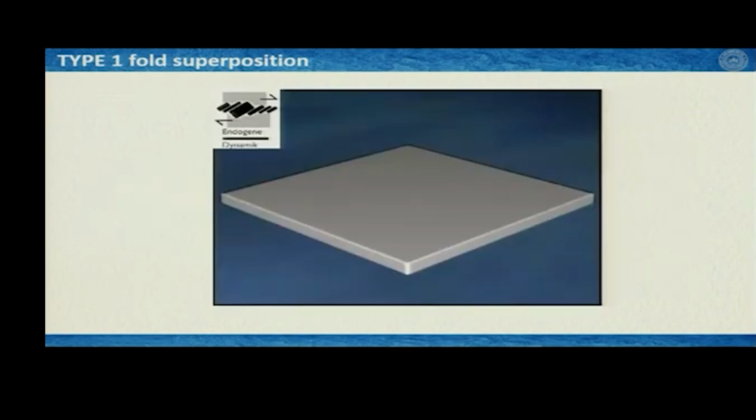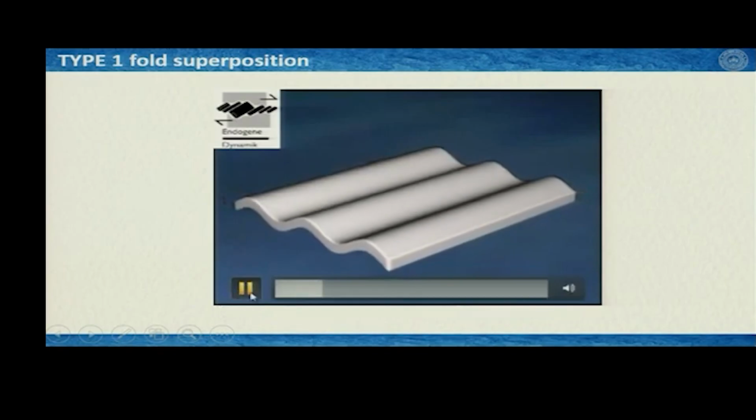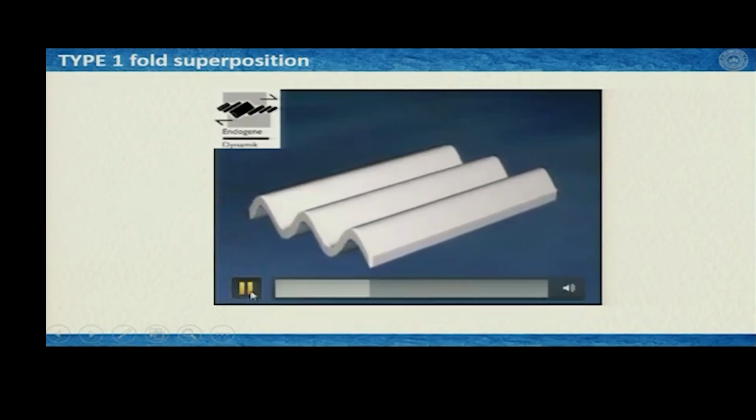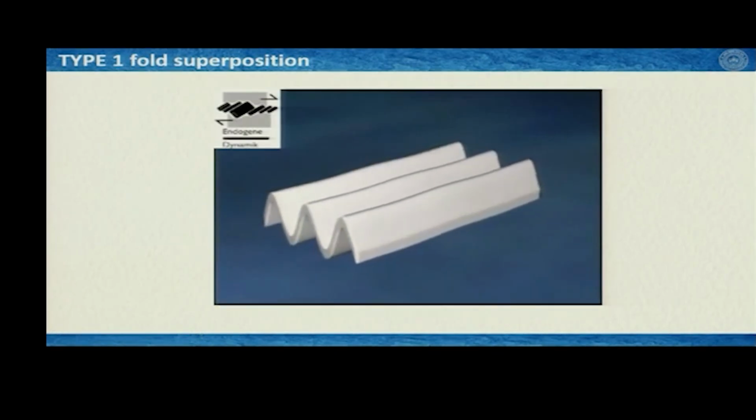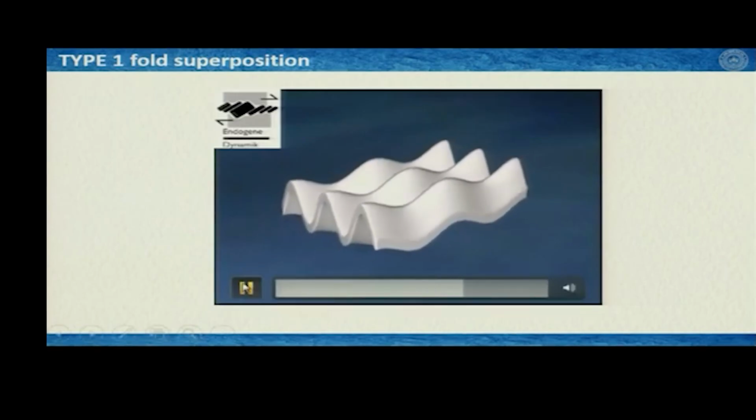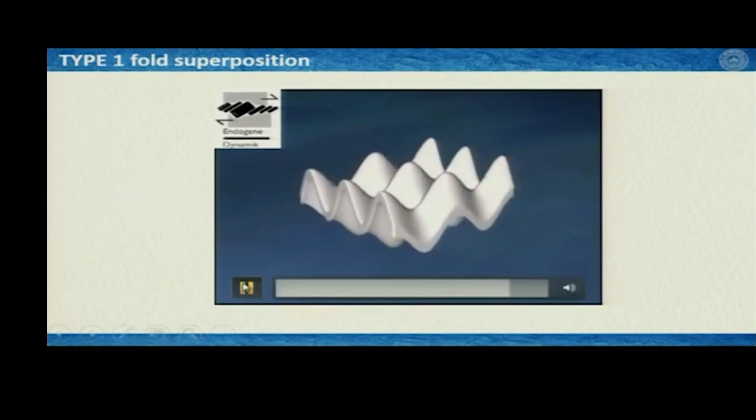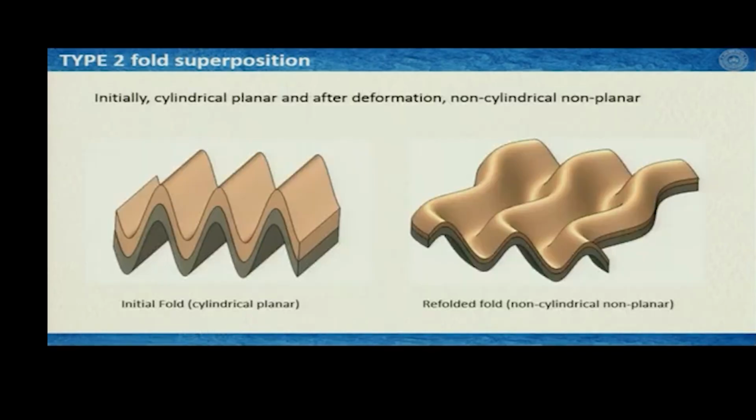We have again a movie for this. Let's have a look. And now the superposition started. You see how F1 is getting folded by F2. Let's consider the type 2 fold superposition.